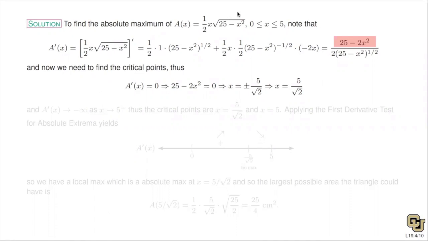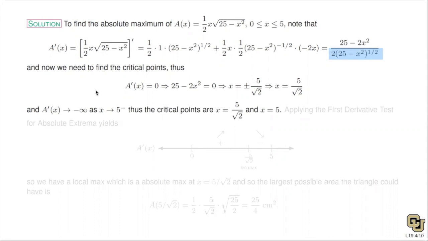Here, the function is undefined when the denominator is 0. And so we can see the denominator will be 0 when x equals plus or minus 5. But of course, minus 5 is not in the domain. And we can check that at 5, the derivative, if you take the limit, for example, blows up. Or you could say 5 makes the denominator 0, but not the numerator. And so in that case, the limit would also blow up. And so we can conclude we have 2 critical points.